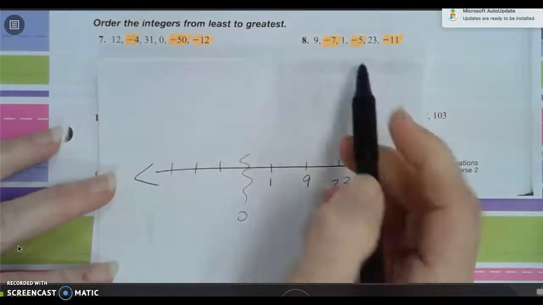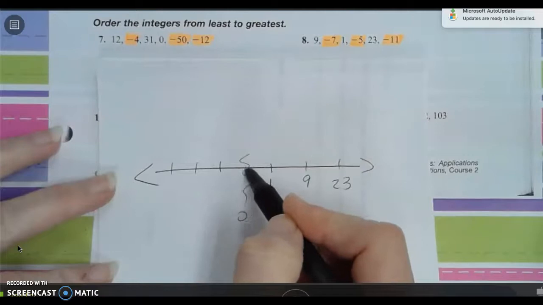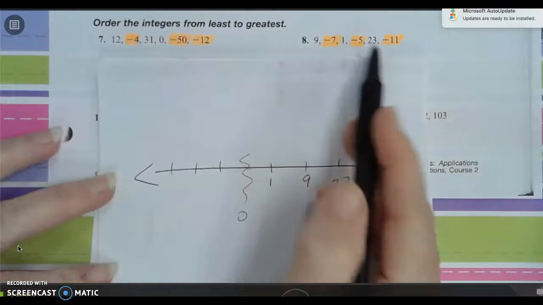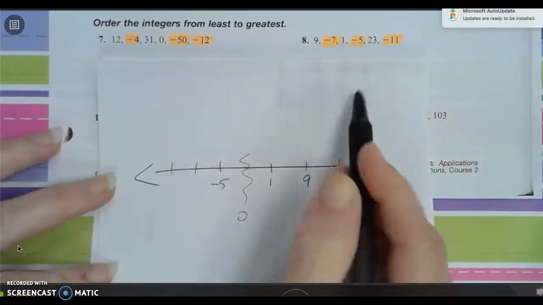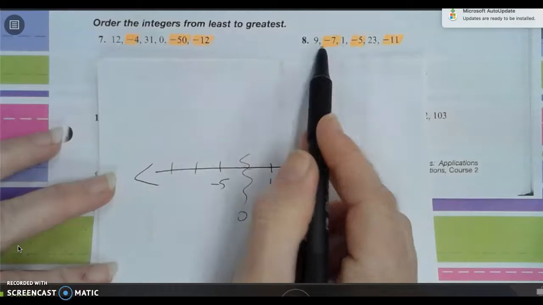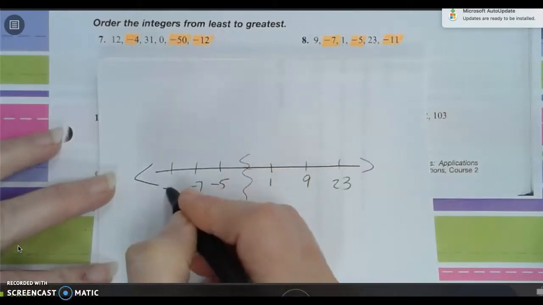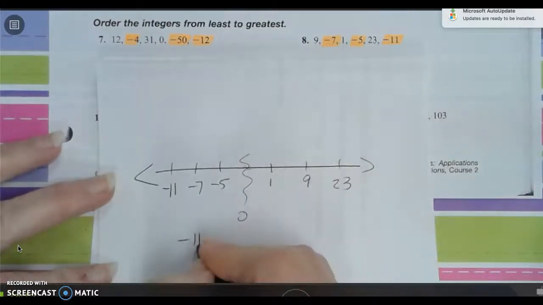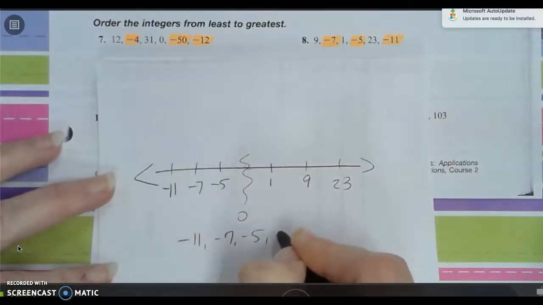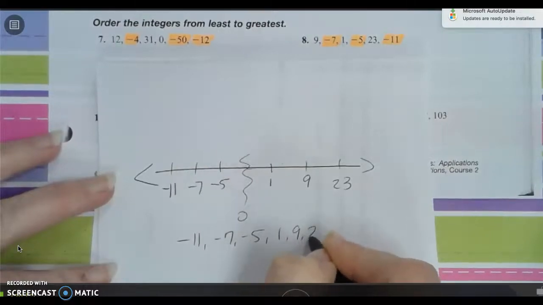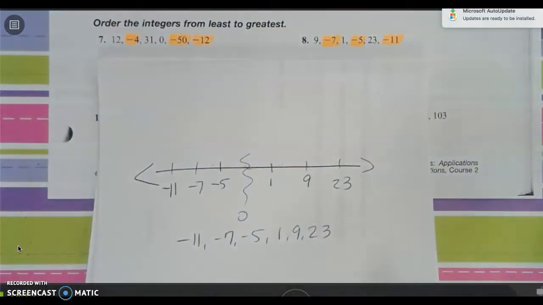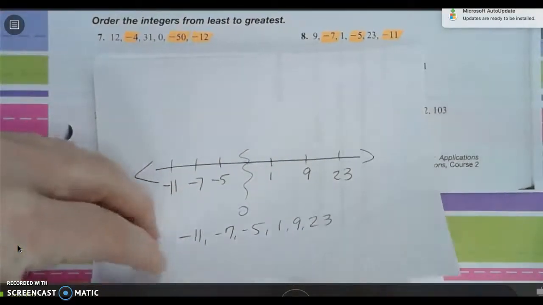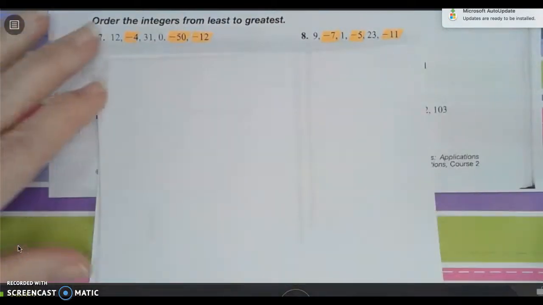Now we've got to think about how, remember when we start to the left of that 0, we would start with negative 1, negative 2, negative 3, so we would get to that negative 5 first, and then we would get to the negative 7, and then the negative 11. So now those are ordered least to greatest for you. So negative 11, negative 7, negative 5, 1, 9, and 23. So I think the number line will probably help you make sure you, especially with those negative numbers, keep them in order.